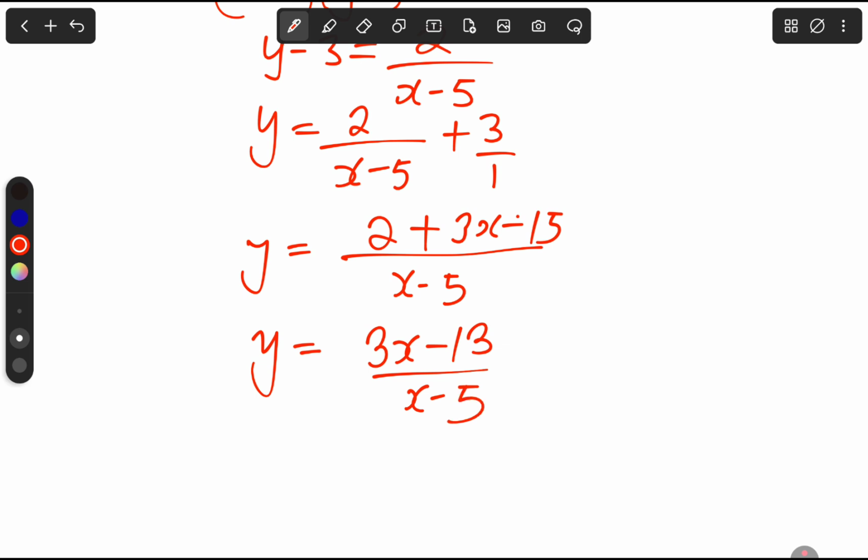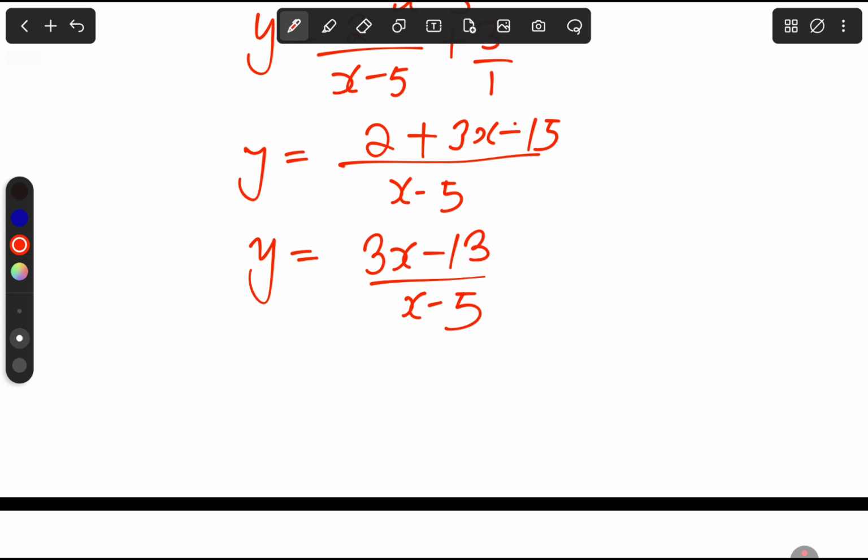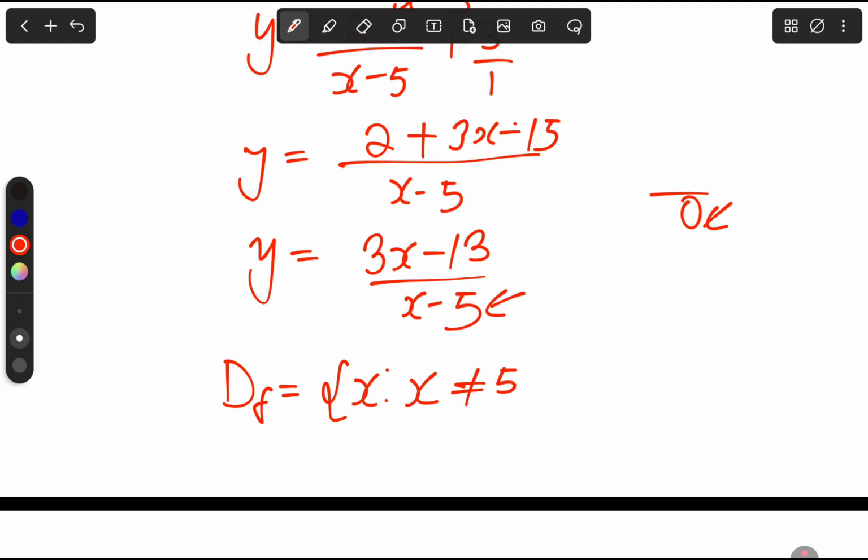This is what we end up having. So we should never get a 0 as a denominator. That means for the domain of the function, x should never be equal to 5, because once x is 5 here, this part gives us 0. And of course, x is a what? A real number.